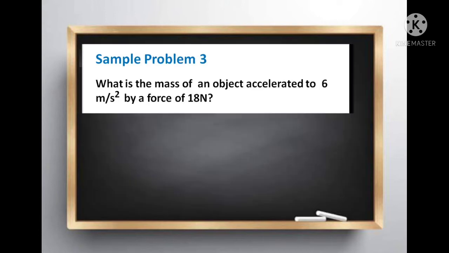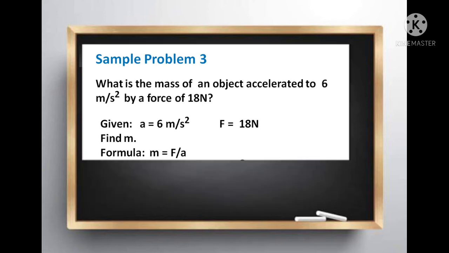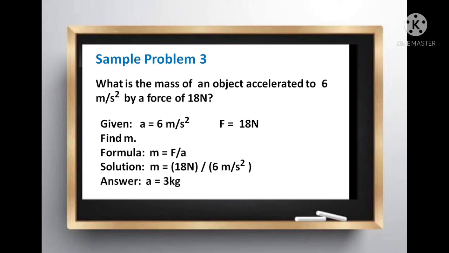Problem number 3. What is the mass of an object accelerated to 6 meter per second squared by a force of 18 Newton? The given are acceleration, 6 meter per second squared. Force, 18 Newton. We are asked to find m. The formula for m is equal to F over a. Then we substitute the given values, 18 Newton divided by 6 meter per second squared. Our final answer is 3 kilogram.